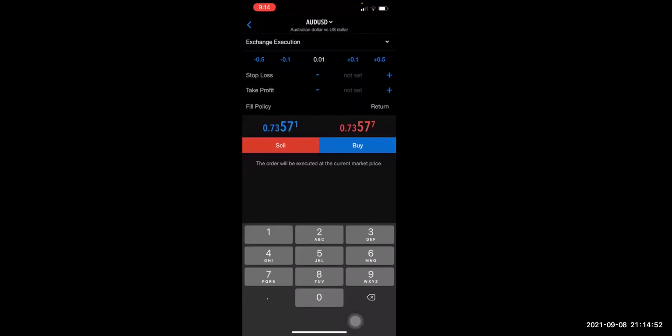Once you tap on it, you have the option to move the numbers around. So you could put in a 0.10, you could put in a 1.00. But that doesn't necessarily apply to you if you only have $100 or less in your account. If you have $100 or less, you're going to use a 0.01.